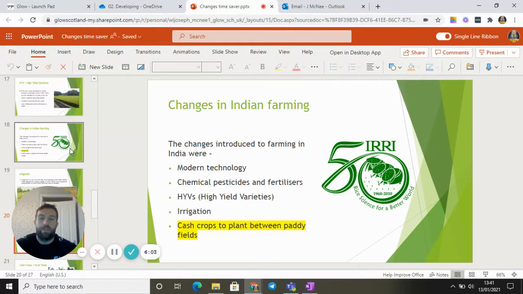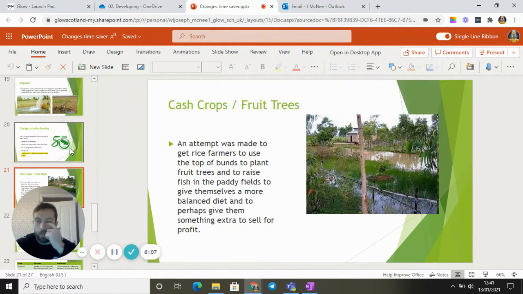And the last one, cash crops to plant between paddy fields. So what they would do is farmers would be allowed to plant trees on the bunds or the banks of their fields. This way they could grow fruit so that they could sell or give them a better diet to make them healthier all round.